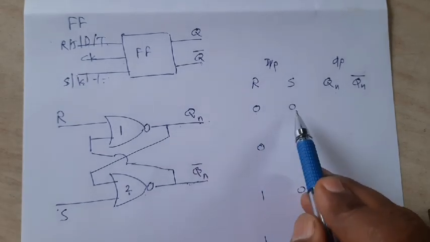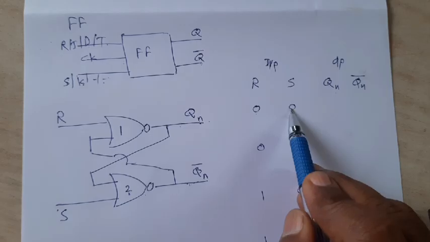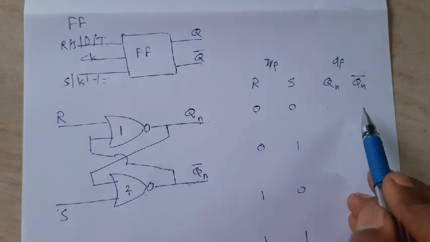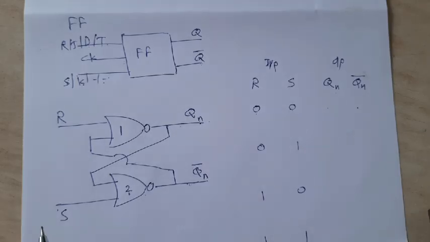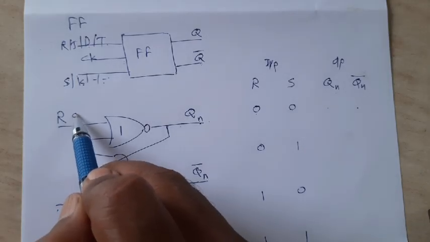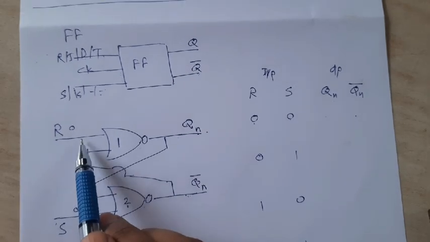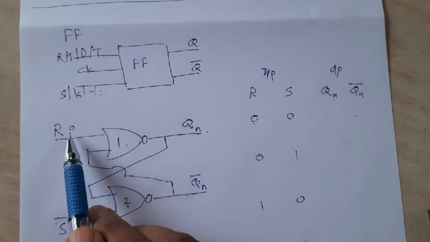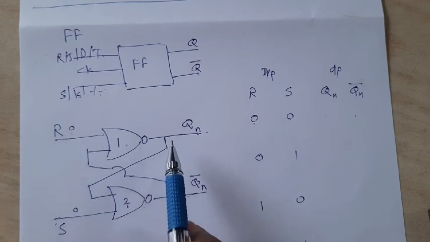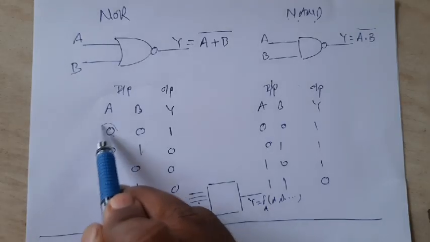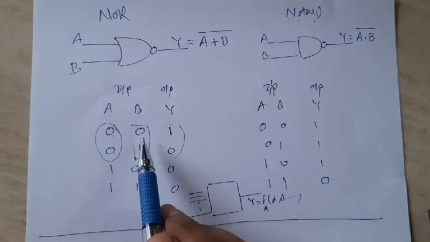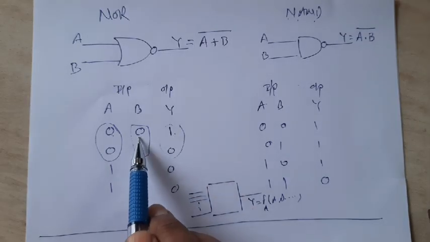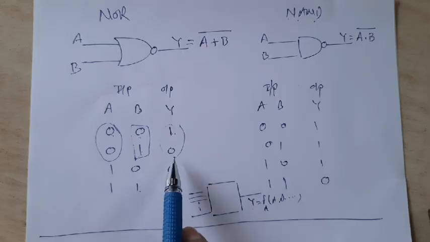Now if both inputs are 0 0, you have to decide what the output Qn is and what the output Qn bar is. Now it is interesting. This is 0, this is 0. Therefore, you will observe that in the case of a NOR gate, if one input is 0, then the output depends on the other, and it is the complement. That means if B is 0, then Y is 1. If B is 1, then Y is 0.